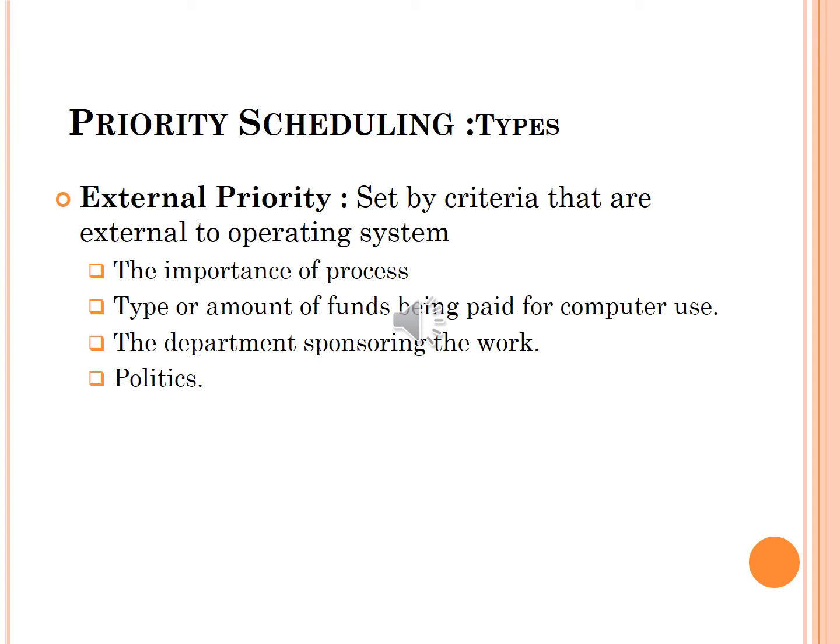So according to that amount of funds, we're going to prioritize a certain process to be the highest priority. The department is sponsoring the work, so also according to that department, we're going to prioritize the process that has more sponsorship. Politics could deviate right or left, so according to that deviation we're going to prioritize the process.